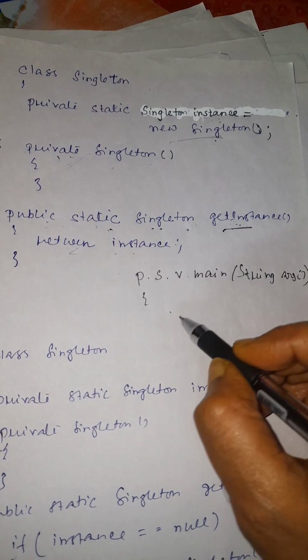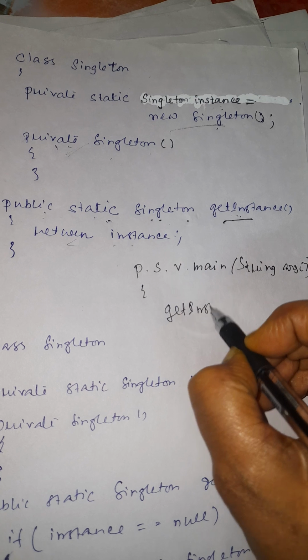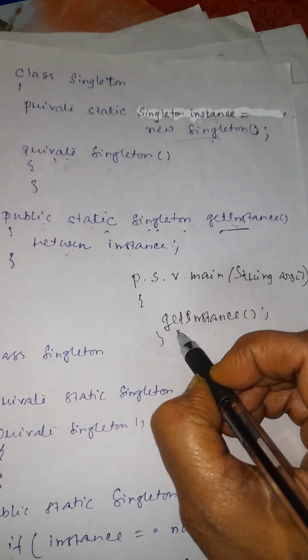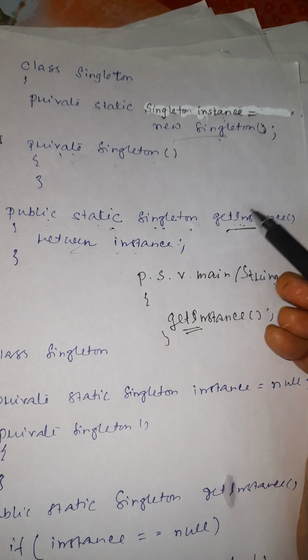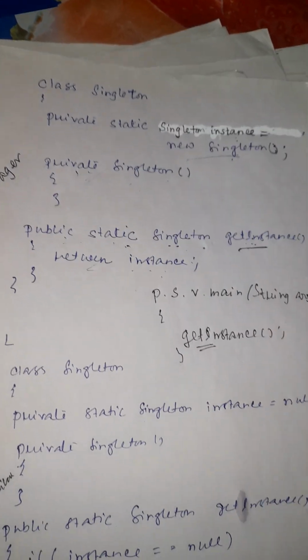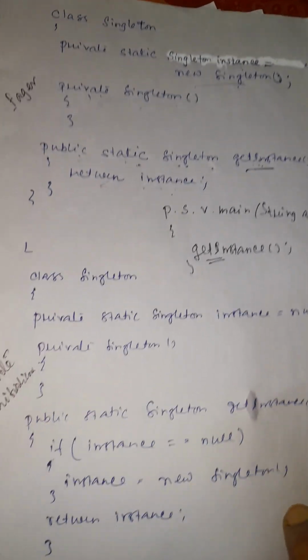So no need to create your object; you can call the getInstance method, because this is a static method. So when you call this one, it will return the instance. What is the instance? This one is the object. So you can do this.